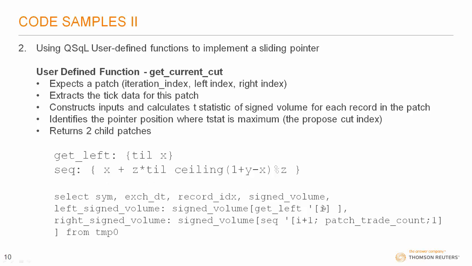And so these are used in this very simple select statement, which I would say, I could be wrong about this, would be very difficult to build a command like this in traditional SQL. So what I'm going to do is go to my Delta IDE, show you what these simple functions are, and run this select statement, and then you see the expression of the sliding pointer calculating the left signed volumes and the right signed volumes for every record in the patch. And so you get a sense of how that works.